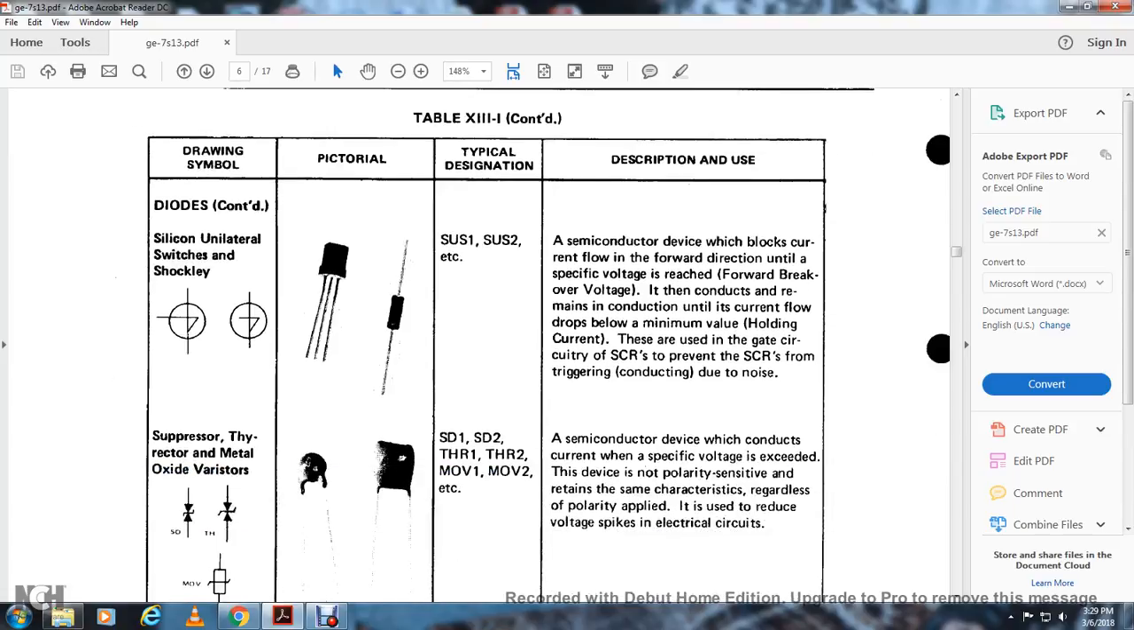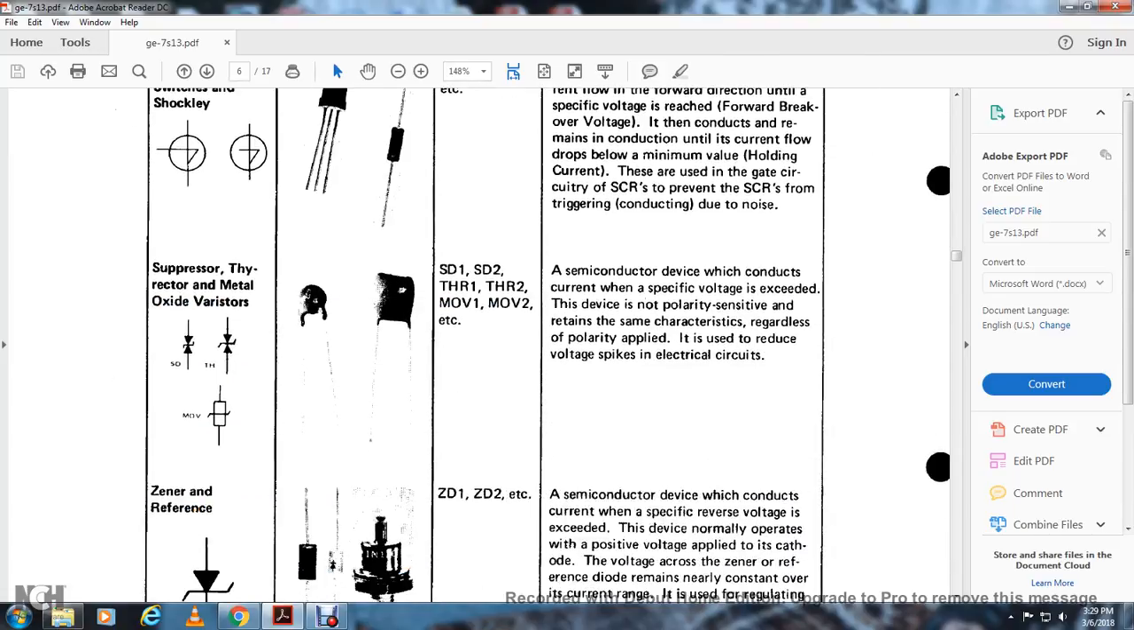and conducting due to noise. Alright, your suppressor, thyrector, and metal oxide varistor show two pairs of pothead symbols stacked together with a Z in between, the SD and THR, and then the MOV is a square box with a Z through it. Shows the pictorial, the designations SD1, SD2, THR1, THR2, MOV1, MOV2.